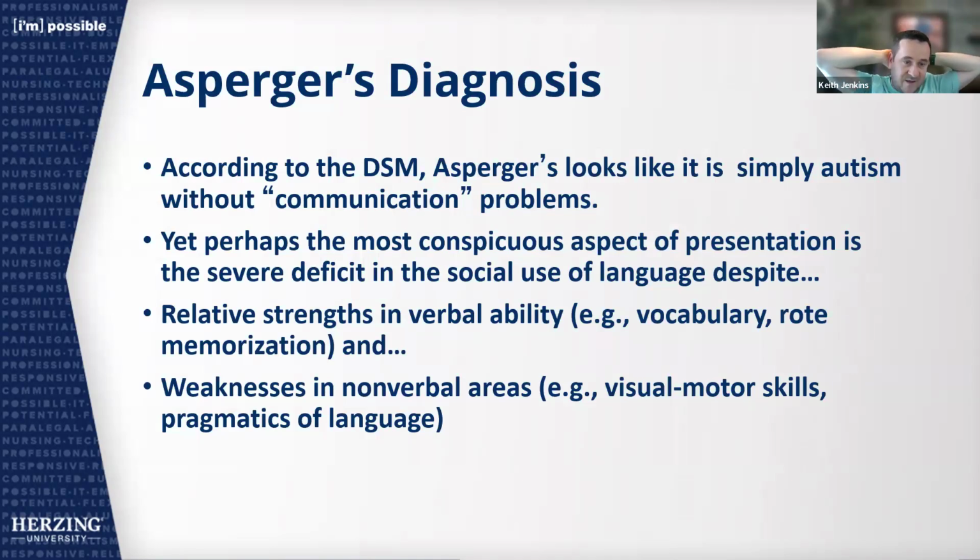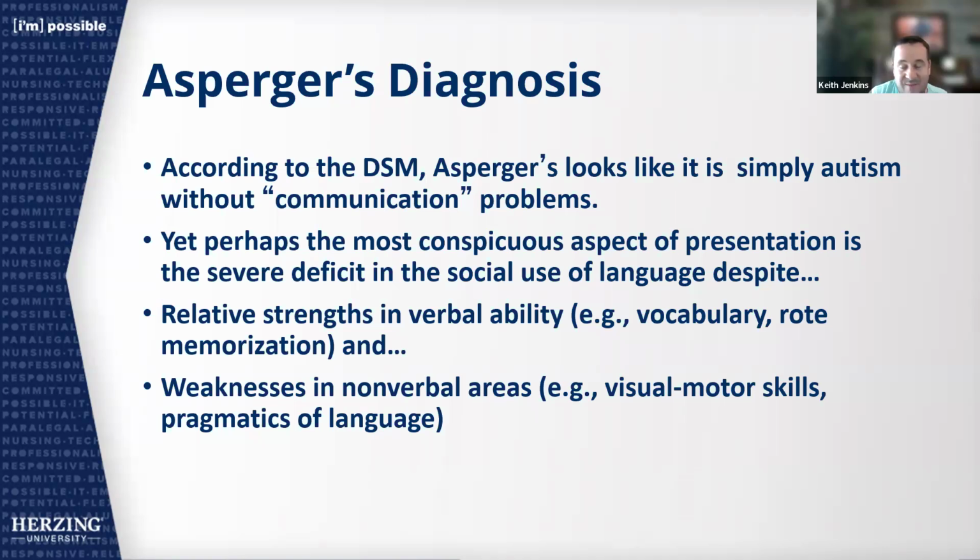So Asperger's, according to the DSM, looks like it is simply autism without communication problems, and there's some truth to that. Yet perhaps the most conspicuous aspect of the presentation is that severe deficit in the social use of language, relative strengths in verbal ability, and weaknesses in nonverbal areas. Early speech development is not generally a concern, but significant problems in pragmatic or conversational skills can become evident with maturation. Limited inflection and abnormalities in rate and volume of speech are commonly observed. Speech is often tangential and can be circumstantial, resulting in somewhat of a one-sided conversation. Egocentric and unrelenting monologues, every thought being verbalized and characterized by poorly organized sentences and paragraphs.